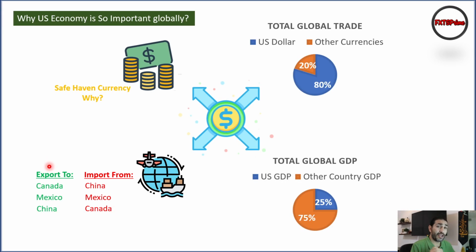I want you to learn something from here: US exporting to Canada, Mexico, China, and those countries is going to affect the US if there is anything happening to their indicators. And the US also imports from China first, then Mexico, then Canada. So if there is anything happening around these countries, the US dollar will be affected.